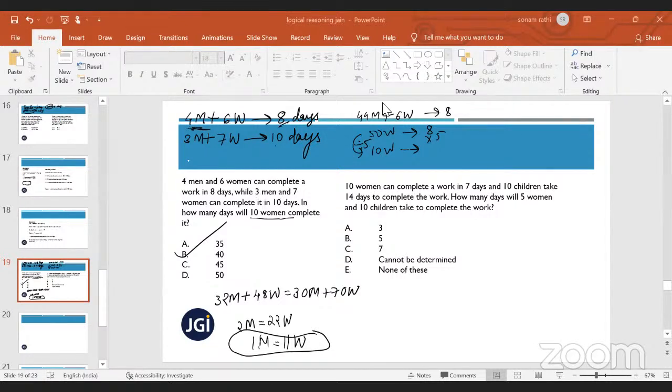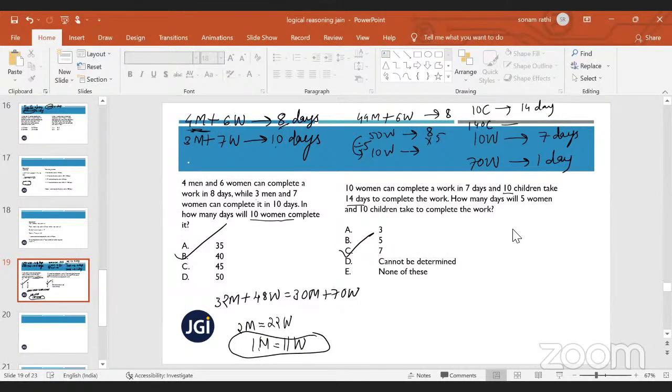Answer is 7 days, right? Yes, Pranita, your answer is correct. Azim, your answer is also correct. Answer is 7. 10 women, 7 days, so it means 70 women, 1 day. Second one, 10 children, 14 days, so 140 children, 1 day. So 140 children is equal to 70 women. 1 woman is equal to 2 children.